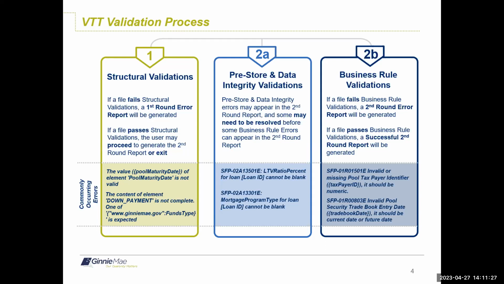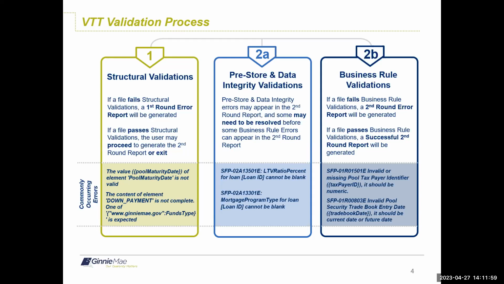However, pre-store and data integrity validations are looking with a little more scrutiny at the values that are entered for your data points. And if some of them don't meet the validation expectations, then your file won't be able to be correctly read by the business rules. And in effect, if you don't resolve some of those pre-store and data integrity errors, you will not be able to see the full scope of the business rule errors as part of that second round report. And so in these instances, it'll be called out in the VTT.